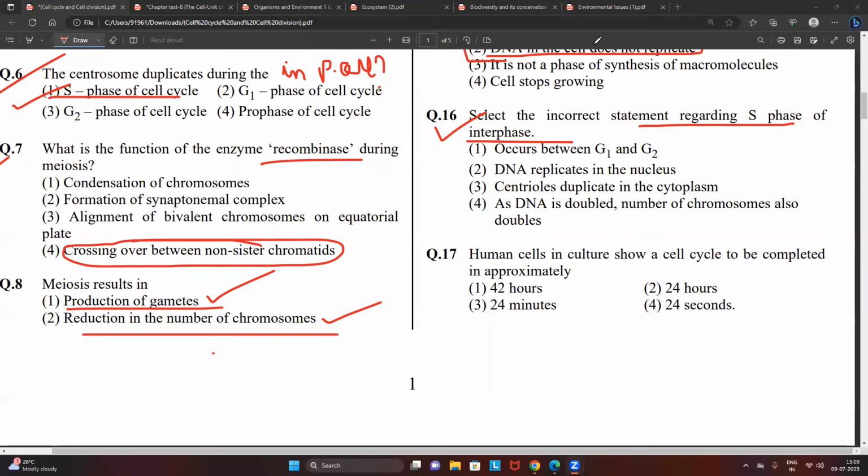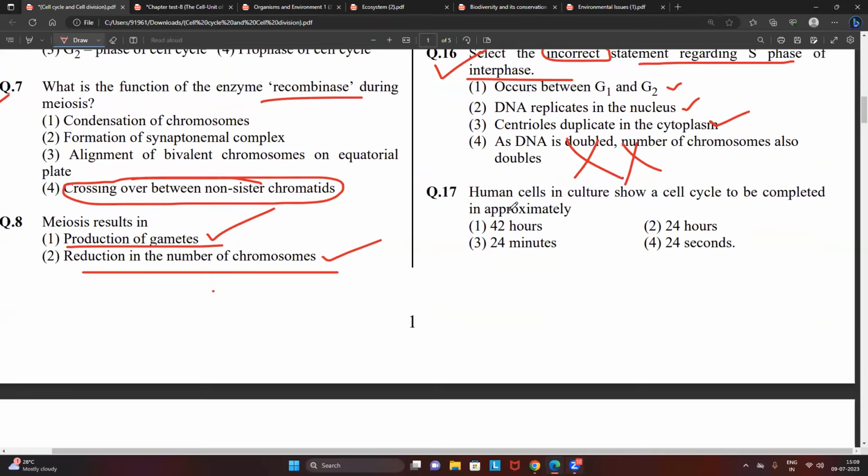One second. Okay. Question number 16. What is the answer? Good. They're asking for the incorrect statement. DNA replication occurs between G1 and G2, right? DNA replication occurs in the nucleus, right? Centriole duplicates, right? As DNA is doubled, the number of chromosomes also doubles. That is wrong, right? So option 4 is the correct one.